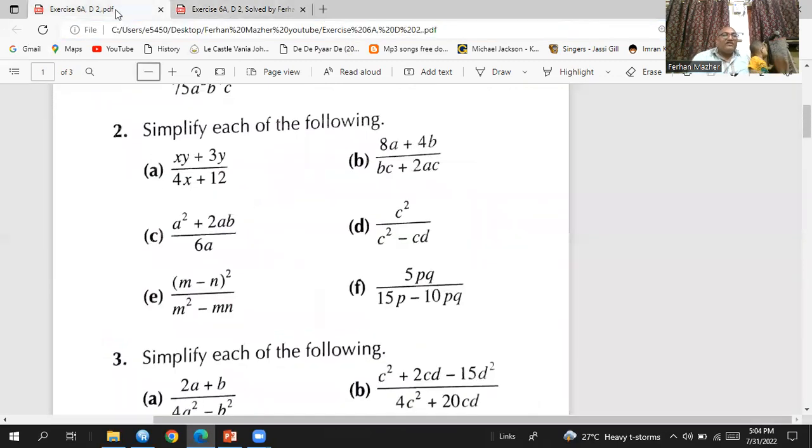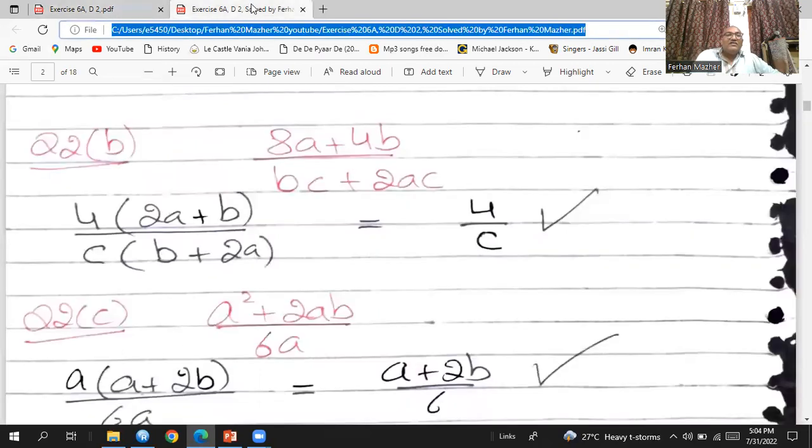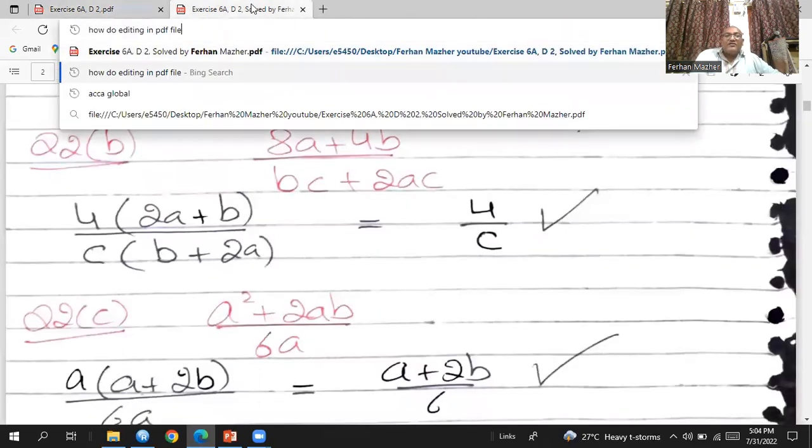Okay, so we are going to the next question. The next question is question number 2, and it's C part. It is a square plus 2ab by 6a. From the numerator, you can see that a can be taken common, and then we will see how this can be cancelled with the denominator.